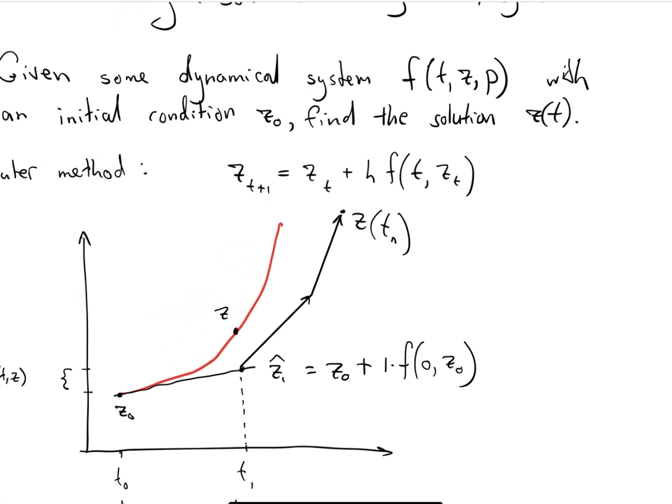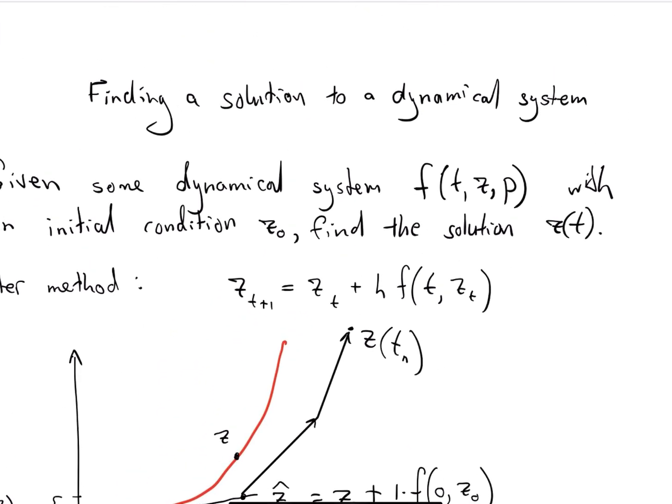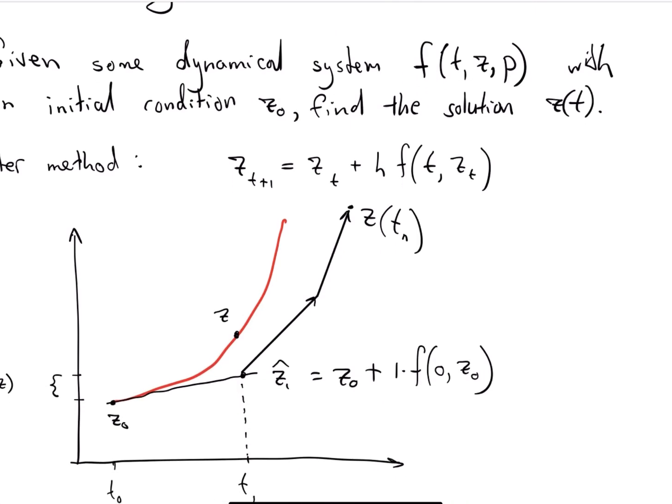So let's talk about finding a solution to a dynamical system a bit more. Given some dynamical system f, this is just some function that tells you what the derivative is at some time t, and it's parameterized by these p's. So we're given some initial condition, and we're given this f, which is the rule for how the state changes, and we must find the solution. So how do we find the solution? Well, one simple method of finding the solution is called the Euler method.